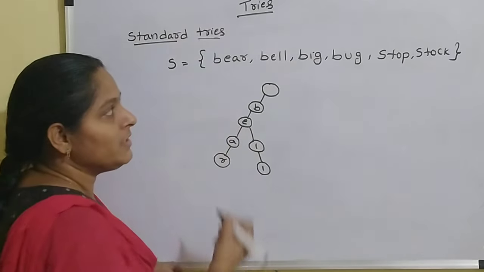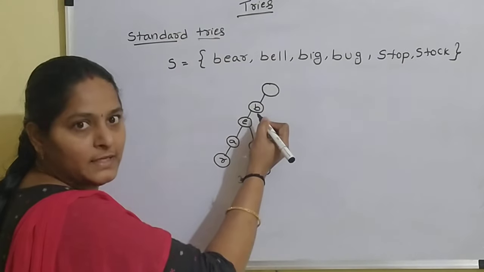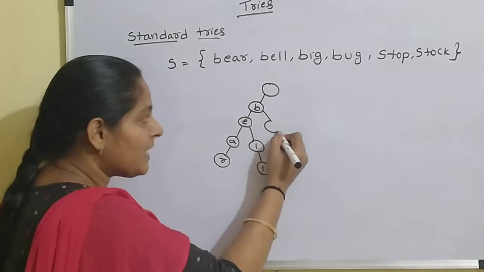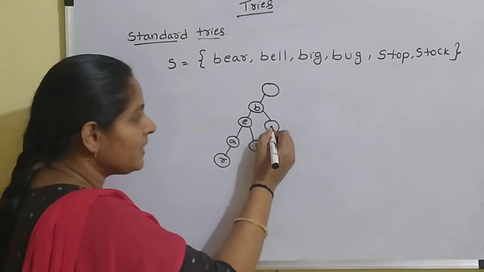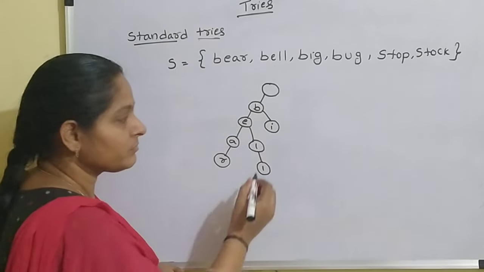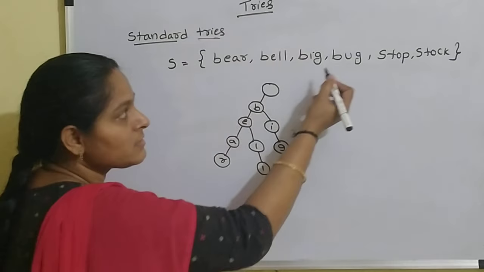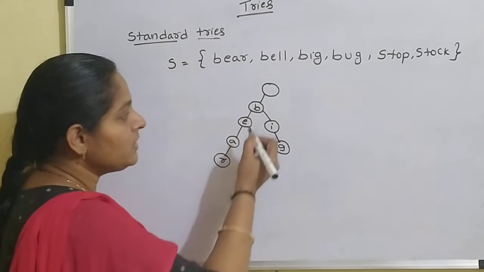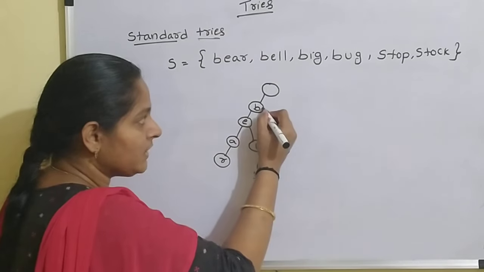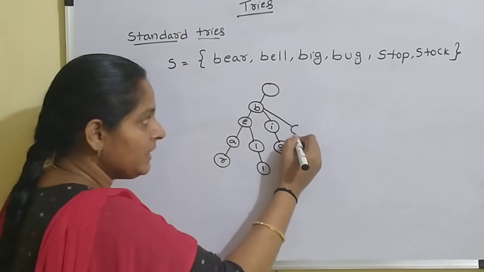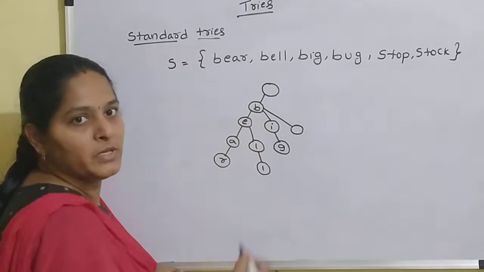Now the next string is big. Here we already have a node with B. Then store I; there is no node with I, so attach an I node to B, then G. The next string is bug. Here we have a node with the letter B, but there is no node with the prefix BU.